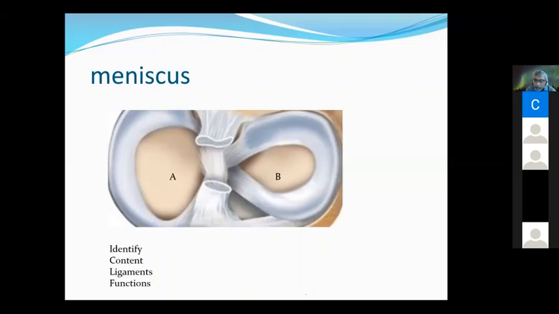Can you name the meniscofemoral ligaments? There are two famous names. Wrisberg and Humphrey. Okay, great, well done.